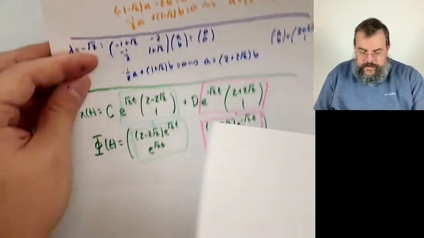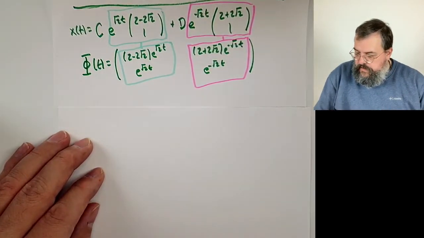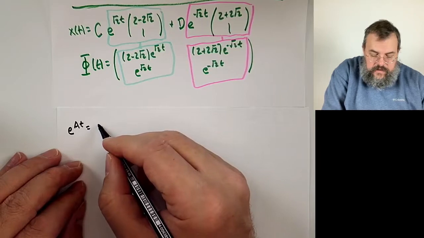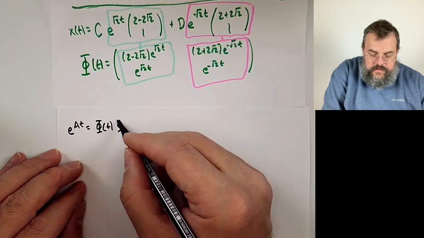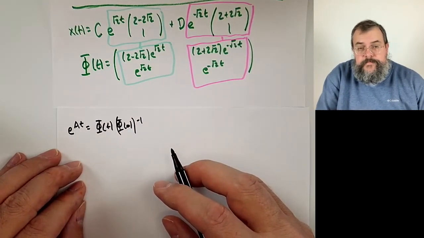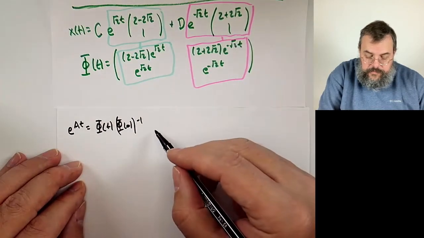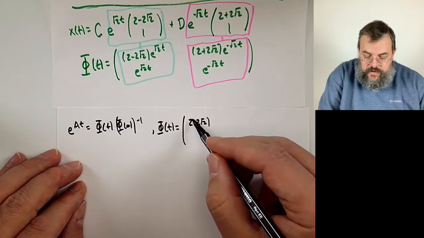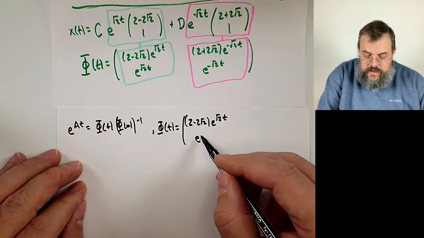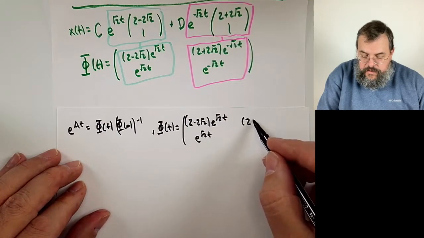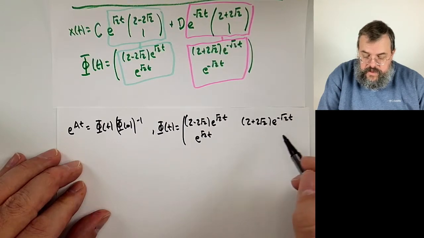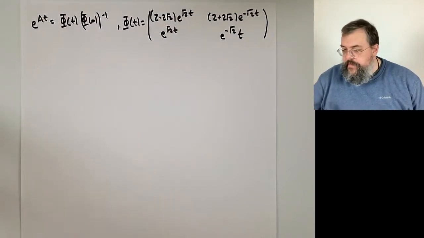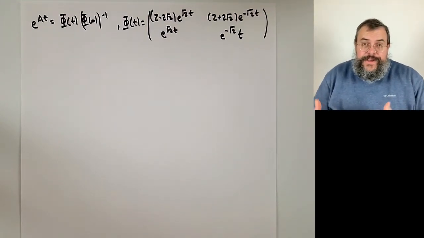So, what's our key? Well, our key here, and this is where we're moving with this, is we have that e to the At is equal to phi of t times phi of 0 inverse. So we have phi of t. So we'll just copy that down again. Phi of t is this matrix, 2 minus 2 root 2 e to the root 2 times t, e to the root 2 times t, and then 2 plus 2 root 2 e to the minus root 2 times t, e to the minus root 2 times t. So we need to find phi of 0, then we need to find phi 0 inverse.